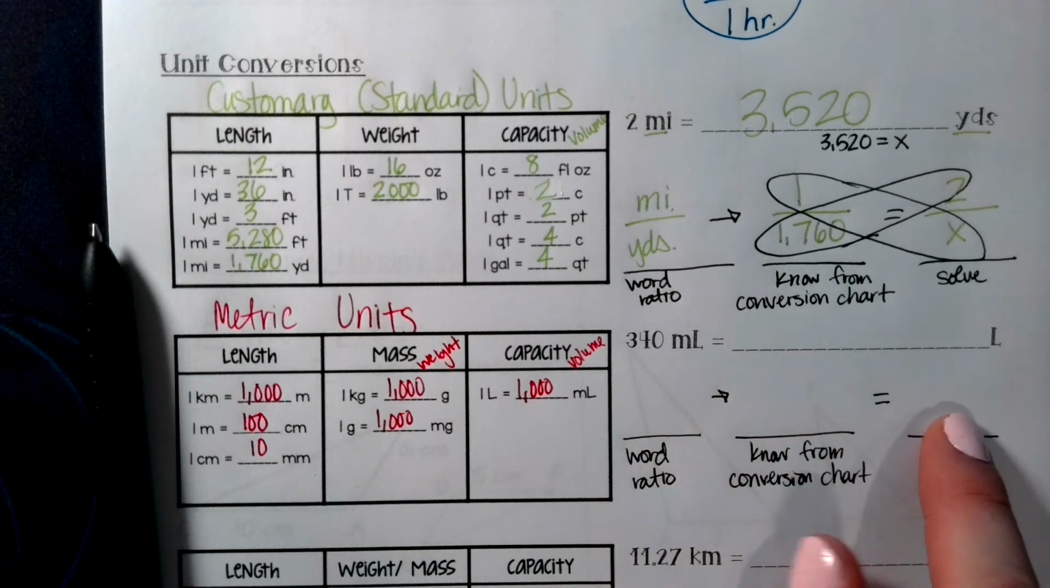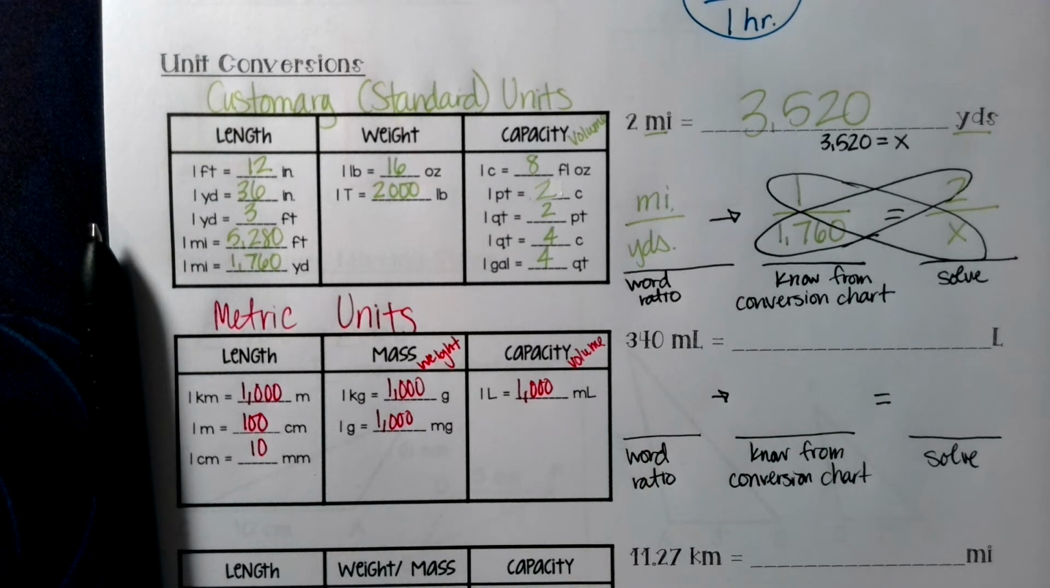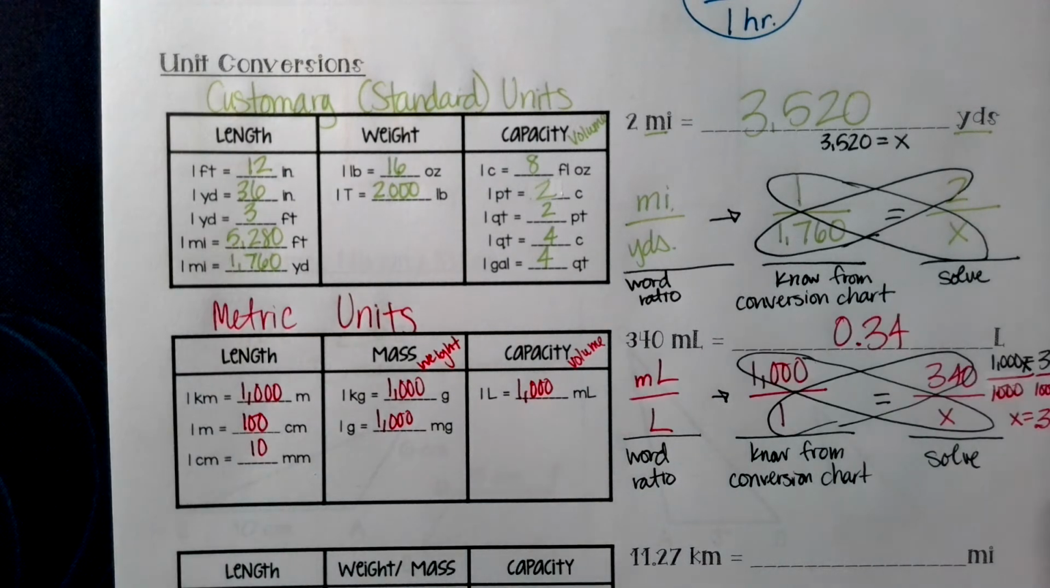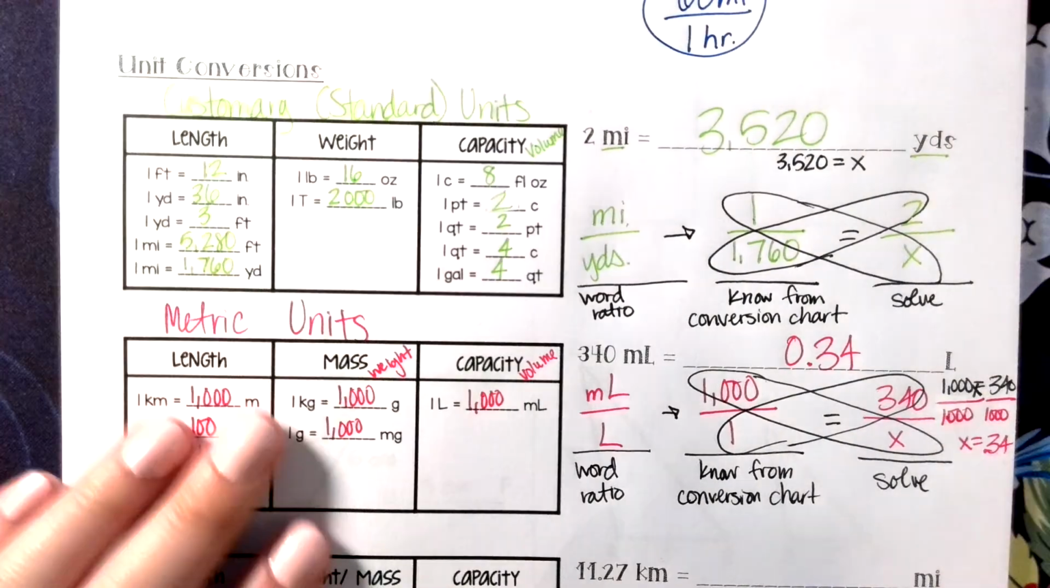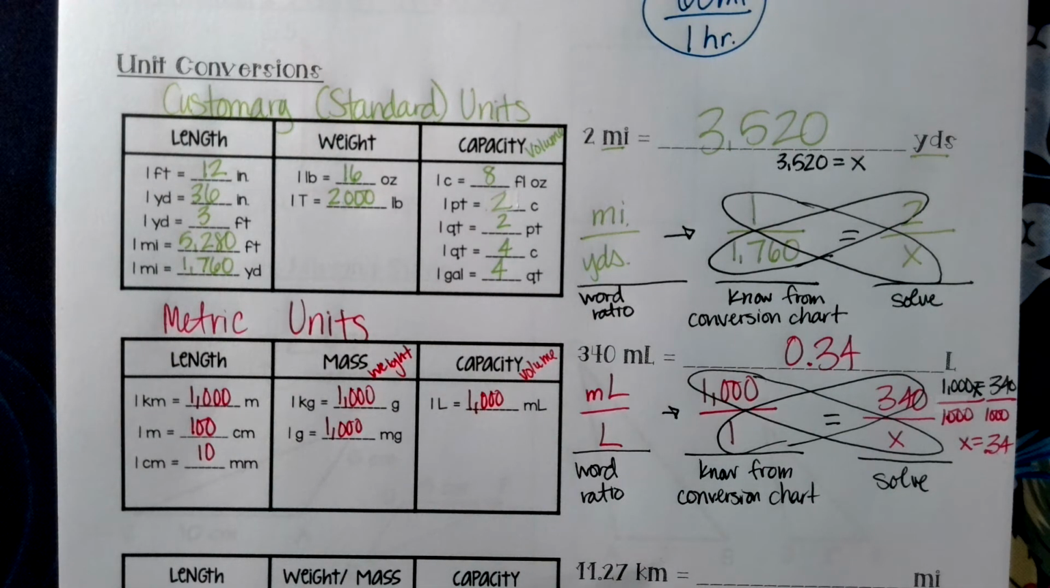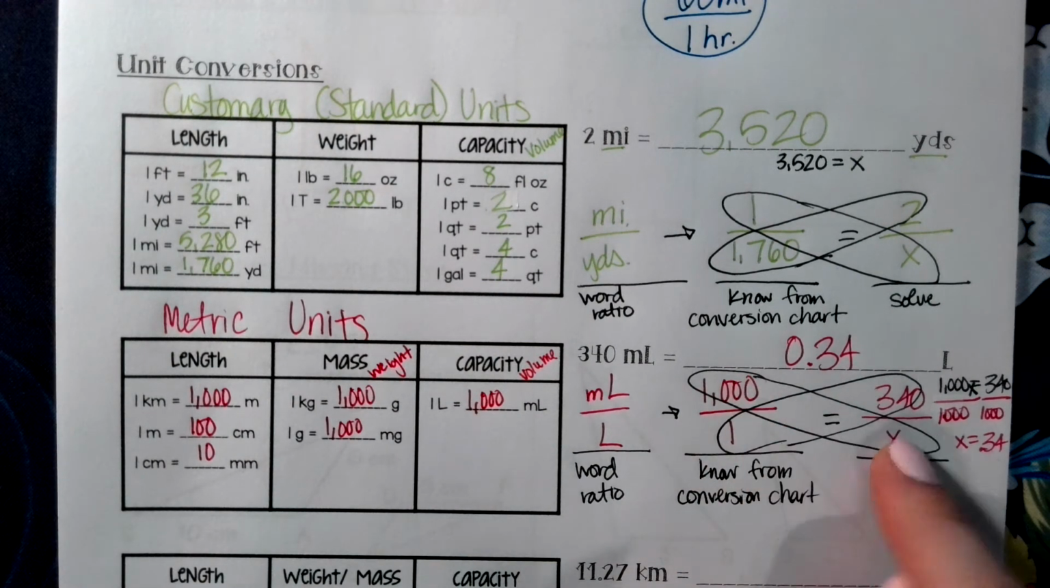Try plugging these numbers in on your own. Pause the video. When you're done, play it and see if it matches up with what I did. All right, when you set it up and solve, you should get that 340 milliliters is equal to 0.34 liters. Make sure you cross multiply and solve for your missing variable.